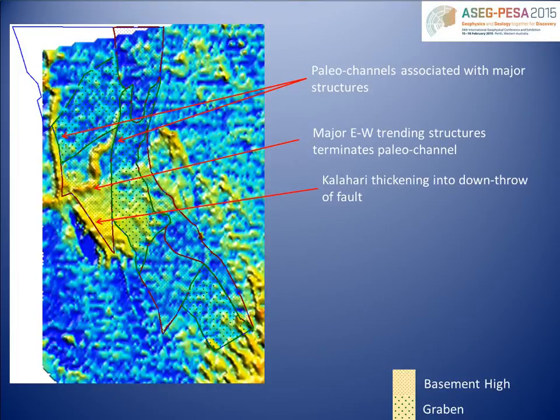This is where the major faults are. There's the Tudela Hills. We're inferring a really big fault here. And then Kalahari sediments filling up on the east side of that big down throw. And on the west side, obviously, we've got the Tudela Hills actually outcropping. And then we've got major east-west trending structures which terminate these paleo channels as well. So that fault there would come through there and terminate the sky. They were actually controlling these paleo channels.